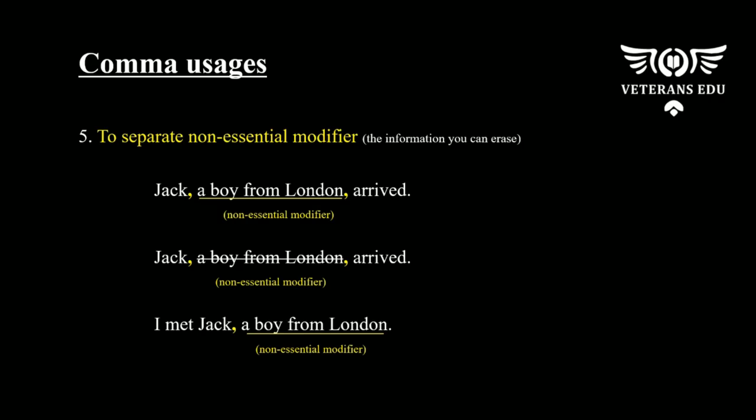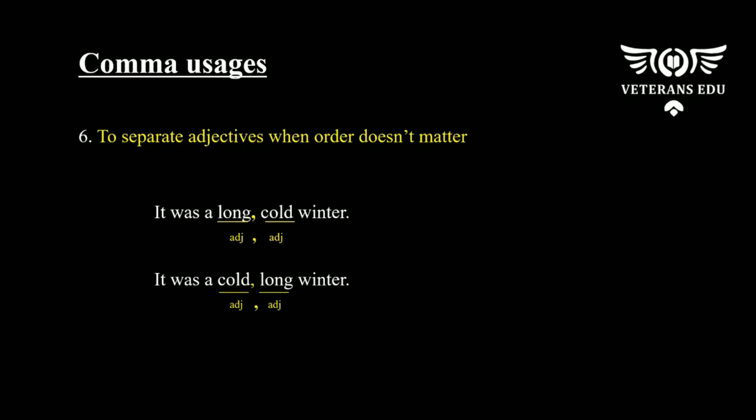For example, in a sentence, Jack, a boy from London, arrived. The information between 2 commas is a non-essential modifier, and the purpose of the commas here is to separate that. And if you remember our last lesson, I told you that it's never about the number of commas. For example, in our last sentence, I met Jack, a boy from London. Even though there's only 1 comma, we can still erase the information because this is a non-essential modifier.